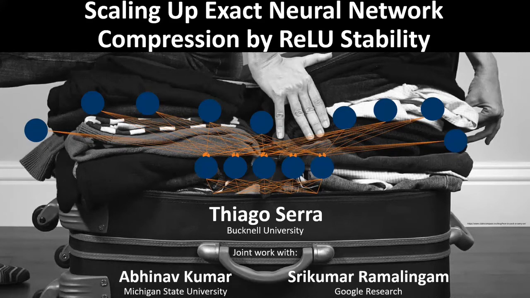Sometimes you have to train very large models, and these models may not be easy to fit in machines that we use on the day-to-day, so it's hard to embed them. And what I'm going to talk to you today is about how we can use MIP to make a neural network smaller by compressing it, while not affecting its accuracy, while not affecting in any way how this neural network behaves. And this is joint work with Abhinav Kumar and Shri Kumar Ramaligan.